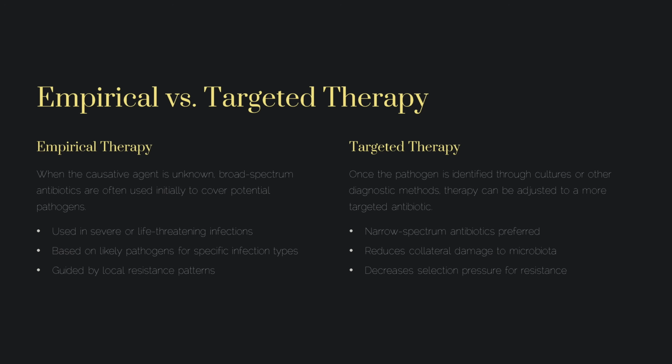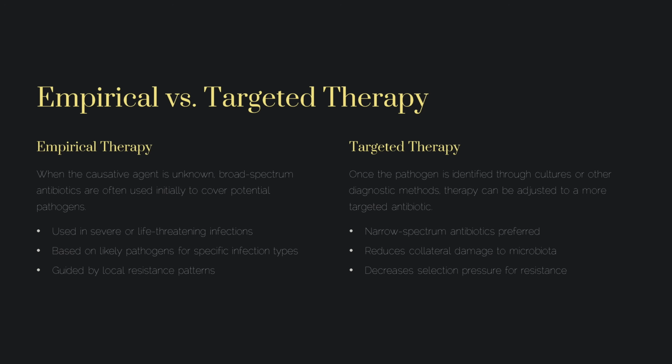Macrolides, while broad spectrum, may be preferred for respiratory infections caused by atypical bacteria like mycoplasma. The clinical implication of the spectrum of activity of antibiotics helps in deciding the targeted therapy, that is, using narrow spectrum antibiotics when the causative agent is known. It helps minimize the impact on beneficial bacteria and reduce the risk of antibiotic resistance.